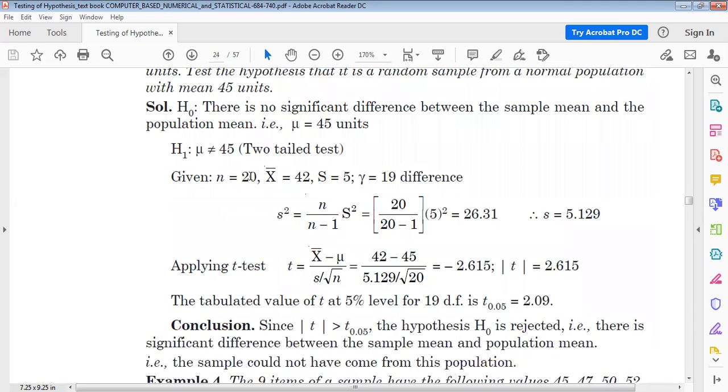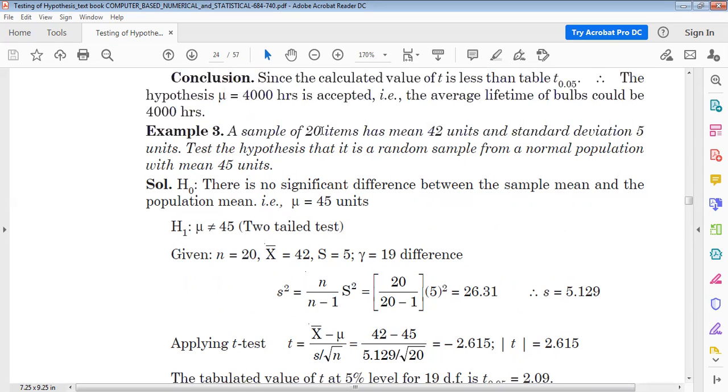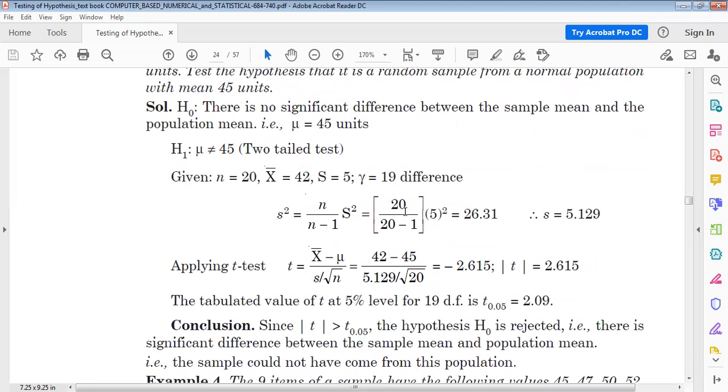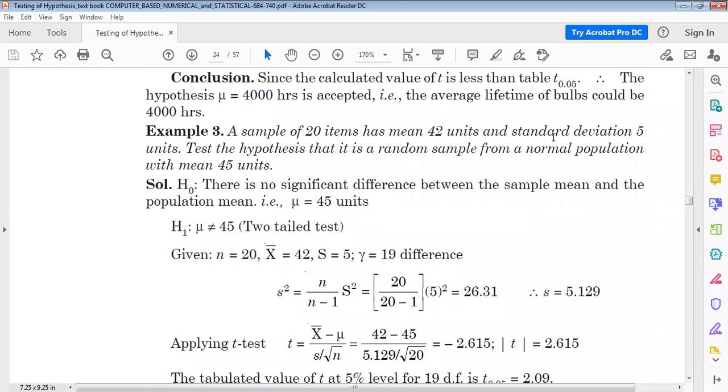So given total sample n equals 20 and x bar, the sample mean, equals 42 given, and s, the standard deviation, equals 5 given, and gamma, the degrees of freedom, will be 20 minus 1. So gamma equals 19 degrees of freedom. Okay, so the standard deviation we can calculate from this: s squared equals n minus 1 into capital S squared. Capital S is the standard deviation, 5 units.